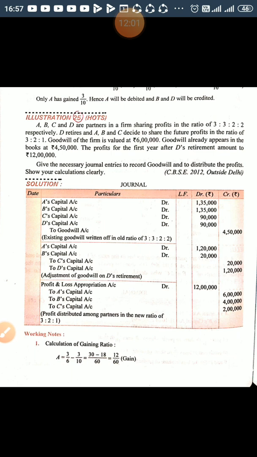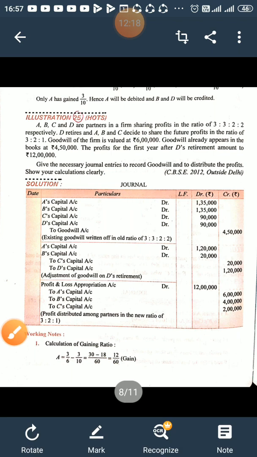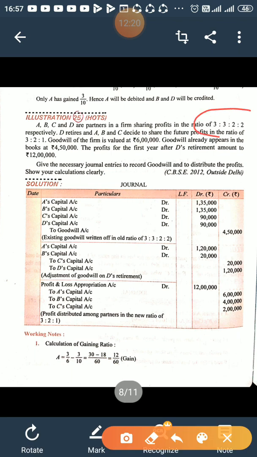The rule is that existing goodwill should be written off among all partners in their old ratio. All means the retiring partner also, because he was also an old partner. So A's capital account, B's capital account, C's capital account, D's capital account are debited in their old ratio, that is 3 is to 3 is to 2 is to 2. So this 4,50,000 existing goodwill will be debited to all partners, including the retiring partner, in their old ratio 3 is to 3 is to 2 is to 2.